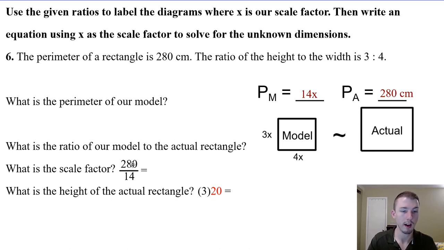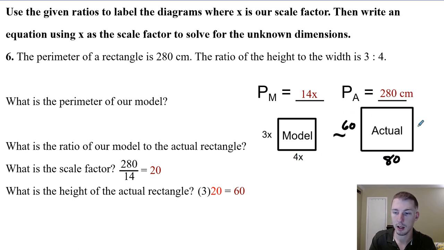So what's our scale factor? Well, that's going to be 280 divided by 14, which is simply going to be 20. So now that we know our scale factor is 20, we can find the length of the height of the actual rectangle. Well, they said the ratio of the height to the width is 3 to 4. So the height would correspond with the 3x. So we want to do 3 times 20, because the x is the scale factor in this case, which would give us 60. So the actual height would be 60, and then 4 times 20 would be 80.